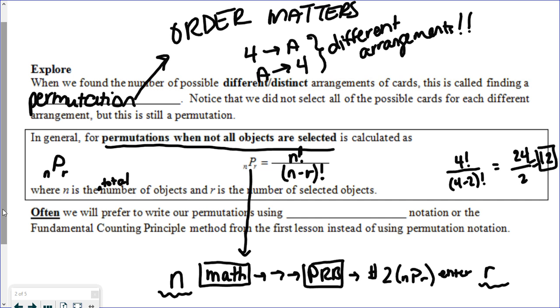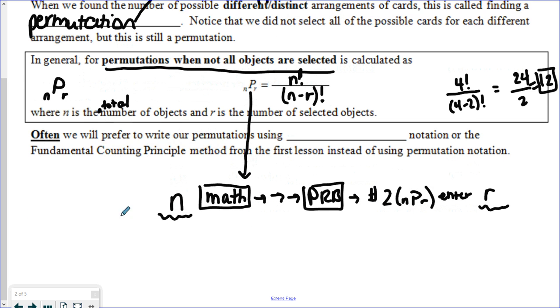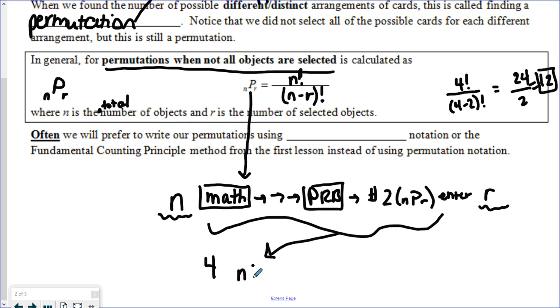I would say practice that right now to make sure you can put it into your calculator. With the last question, you would put in 4, then do this step to get nPr, and then put in your r value, which is the number of selected objects, so we're selecting 2 at a time. Your calculator should look something like this: 4, then the letters nPr, and then 2. Once you press enter, you will get 12 arrangements.